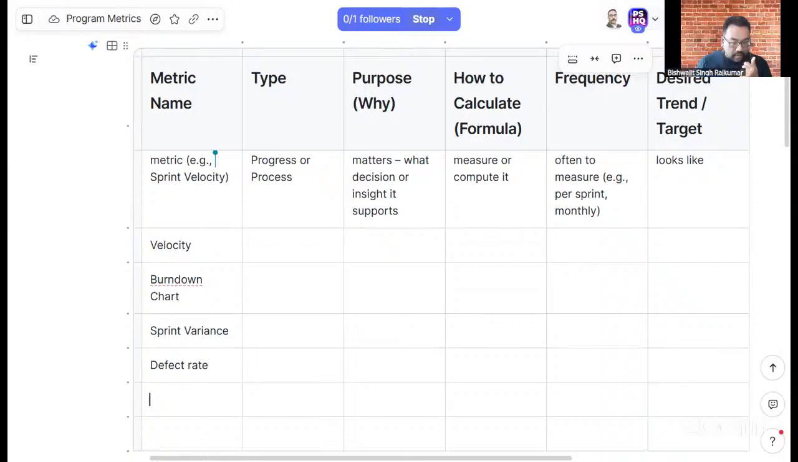Team level. There are many metrics, but the ones which we find useful for us are a few: velocity, burndown chart, sprint variance, defect rate.